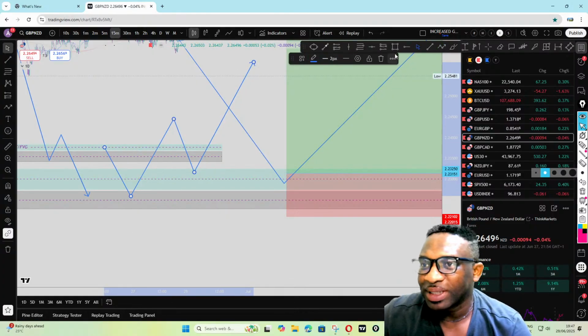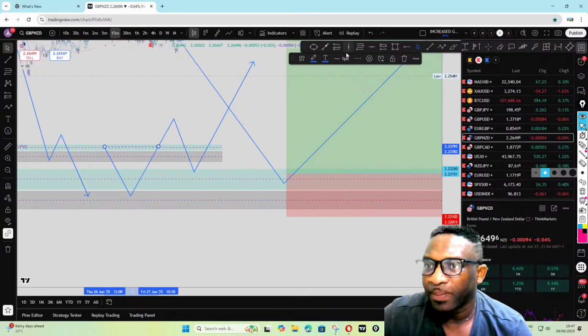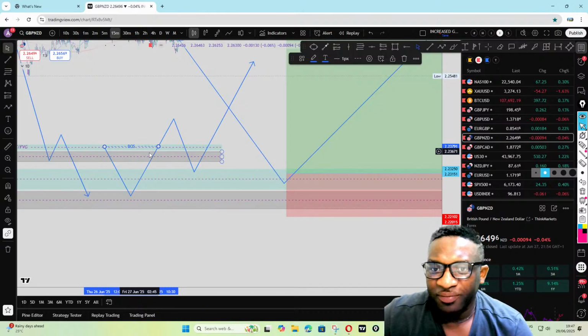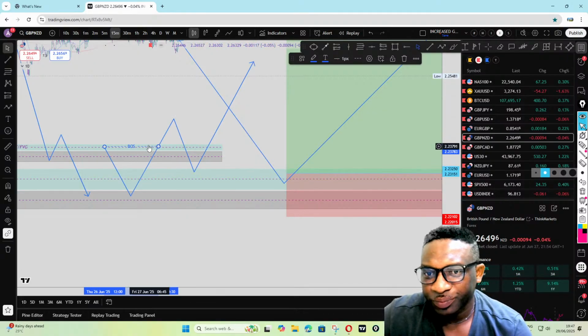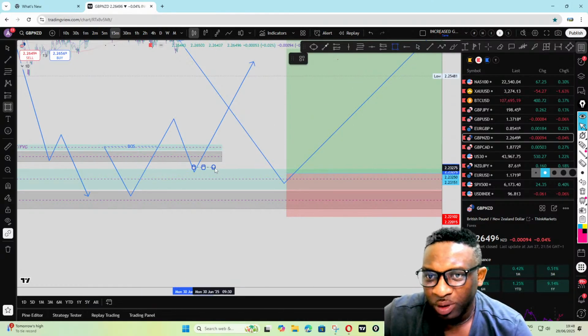So we want to see a break in structure as price breaks above this area. So once price pushes down to tap into here, comes back, breaks above this zone, we want to wait for price to give us something like this. So we now look for a demand area here.